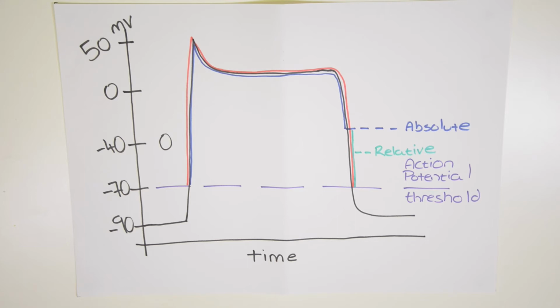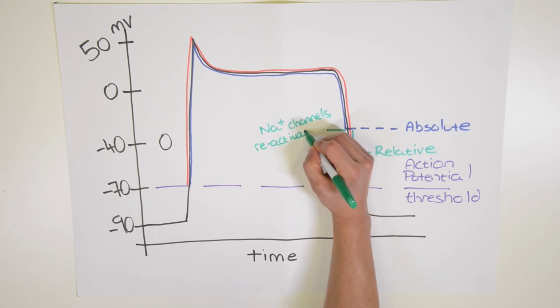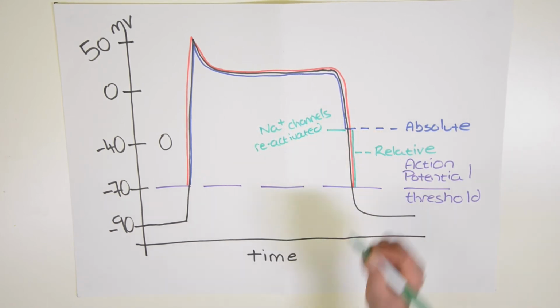The relative period exists because as the cell begins to repolarize, previously inactivated sodium channels are reactivated at around minus 50 millivolts and are technically available for reuse from that point onwards, although they generally remain closed. However, if they receive a trigger that causes them to reopen, they would be able to facilitate the influx of sodium ions that would begin a new action potential.